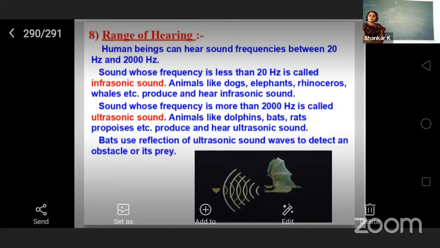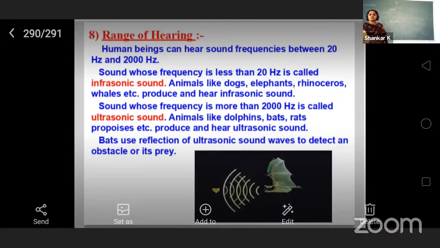Infrasonic sound means the sound which is produced at less than 20 hertz. And the next one is ultrasonic sound, which means sound whose frequency is more than 2000 hertz. So between 20 and 2000 hertz is the audible range; less than 20 hertz and more than 2000 hertz is not. For example, dolphins, bats, rats and some reptiles produce ultrasonic sound.